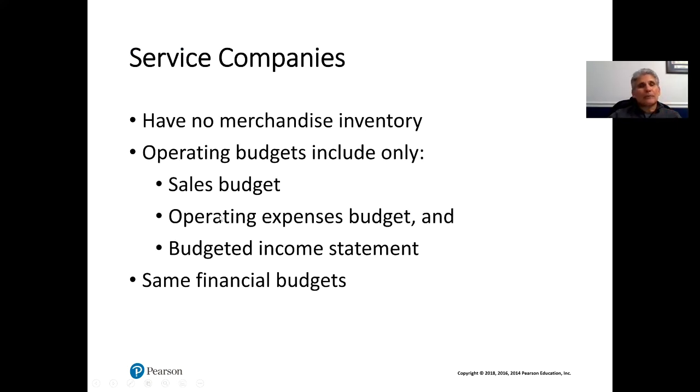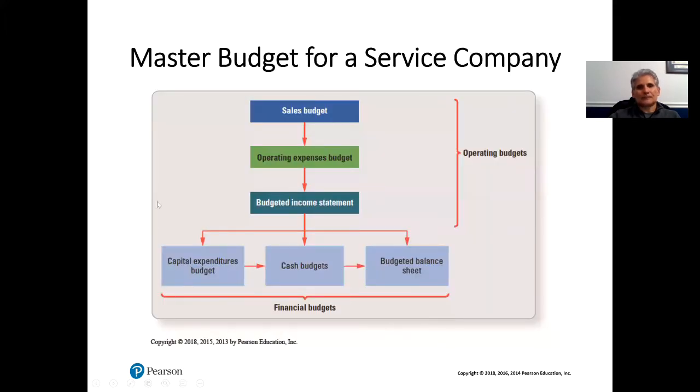Now, for a service company, the good news is that there's no merchandise inventory, so it's actually going to be an easier budget. We'll come up with the sales budget, the operating expenses budget and the budgeted income statement in the same financial budgets. So the service company is going to be very similar, except we don't have to worry about inventories for raw materials or finished goods because there's no inventories. We simply just budget what it is.